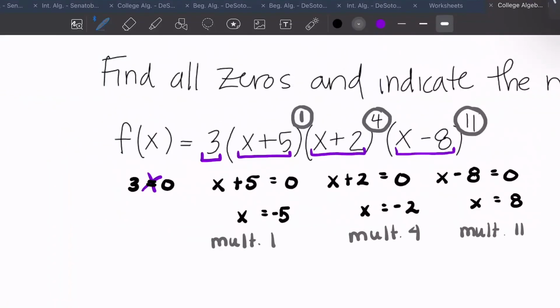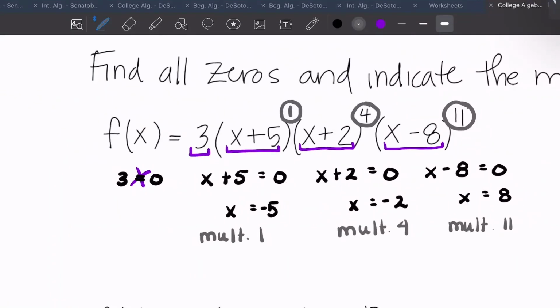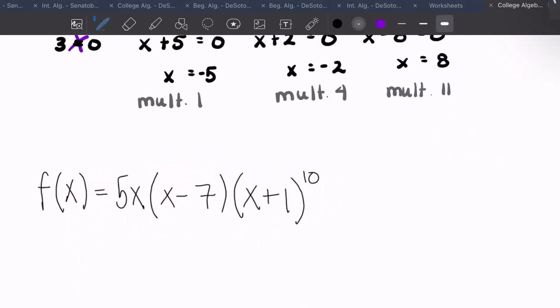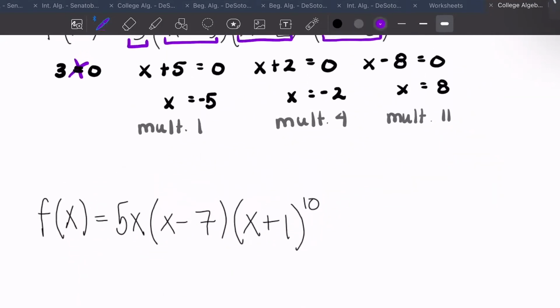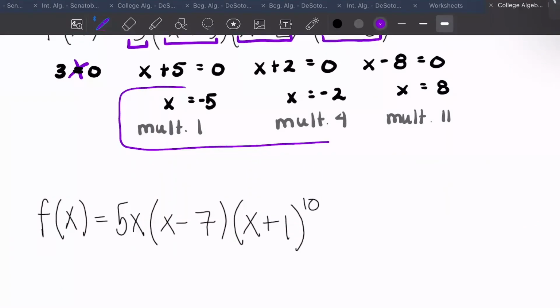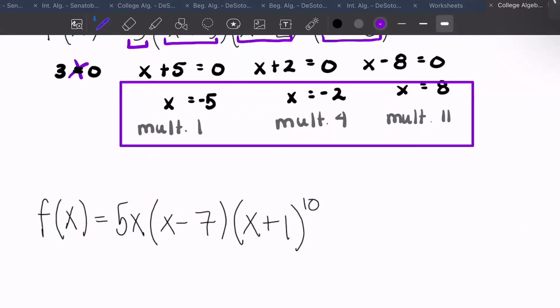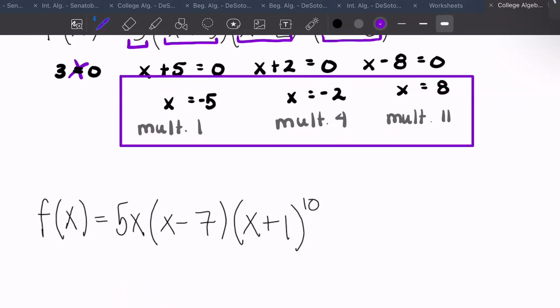I'll circle the answer so you'll know what to write. This will be our answer.